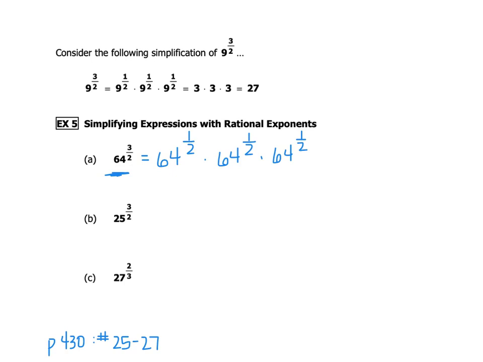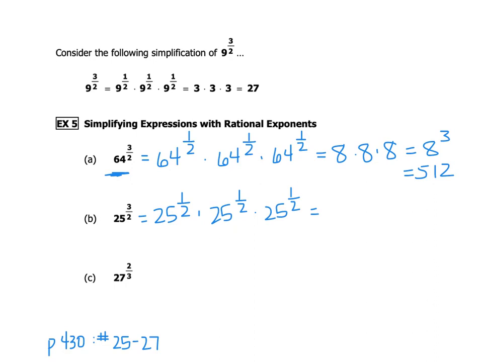Now we just did this example on the last page, and we know that 64 to the 1/2 power is 8. So this is 8 times 8 times 8, which gives us 8 to the 3rd power, and that would be whatever that equals.